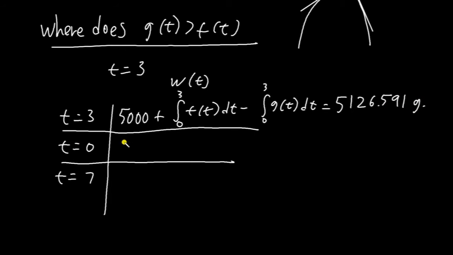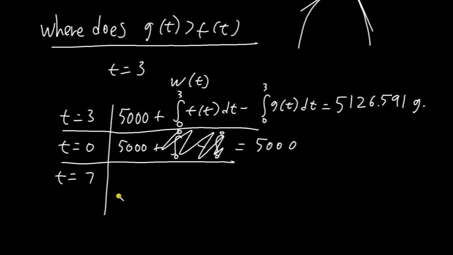Now at time t equals 3, we'll have 5,000 plus... For both of these integrals, the limits are going to be 0 and 0, right? And for any integral, if you have the same limits, it's just going to equal 0. So these two are just going to go away, and we're just left with 5,000.